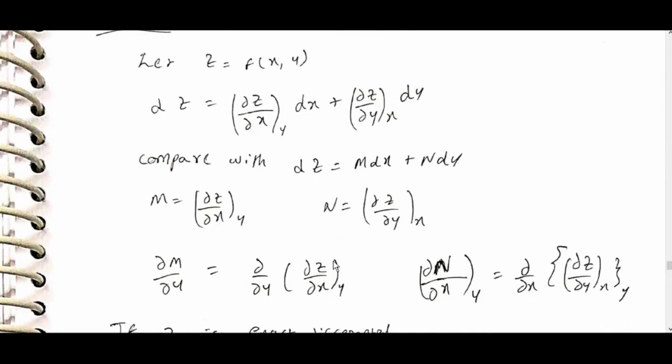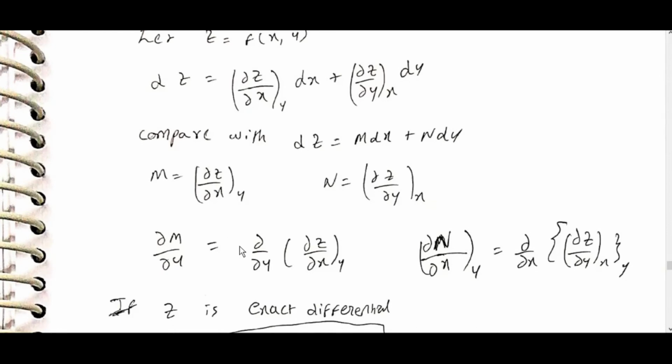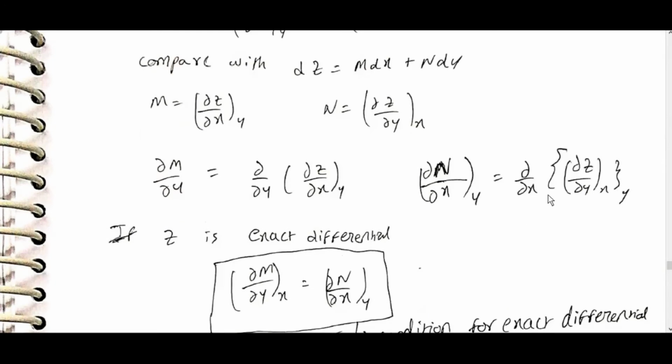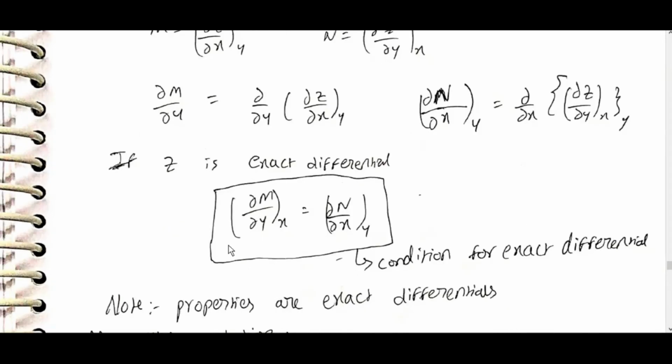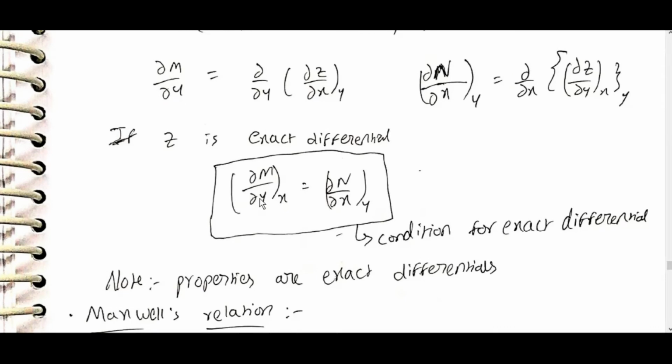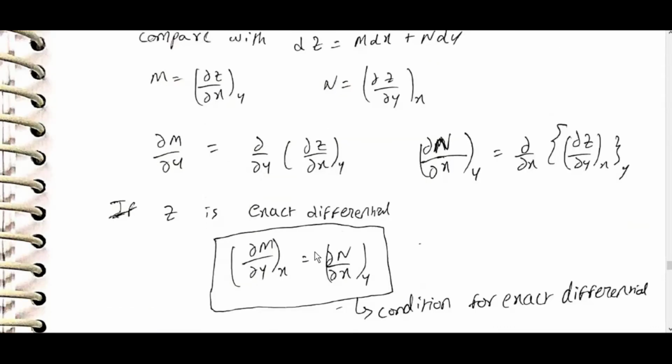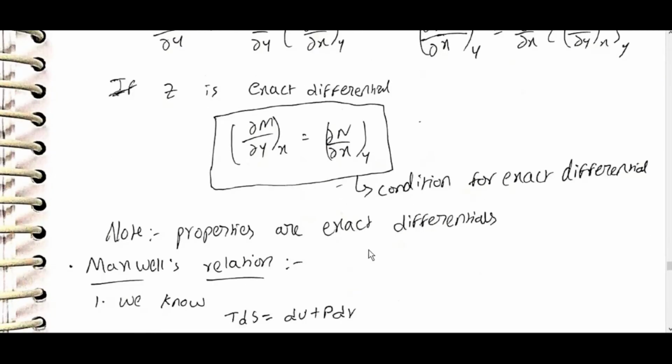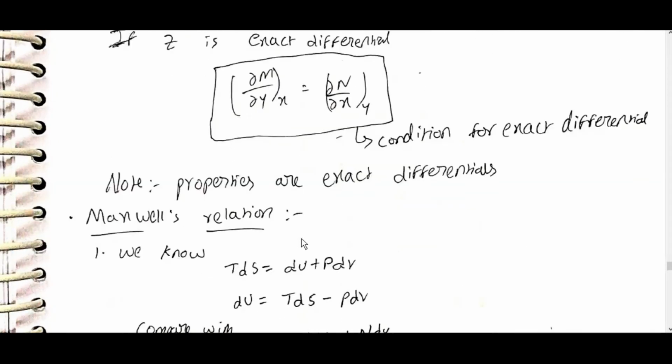Dou M by dou y is equal to dou by dou y of dou z by dou x at y. Dou N by dou x is equal to dou by dou x of dou z by dou y at x. If z is an exact differential, dou M by dou y at constant x is equal to dou N by dou x at constant y. Condition for exact differential. Properties are exact differentials.